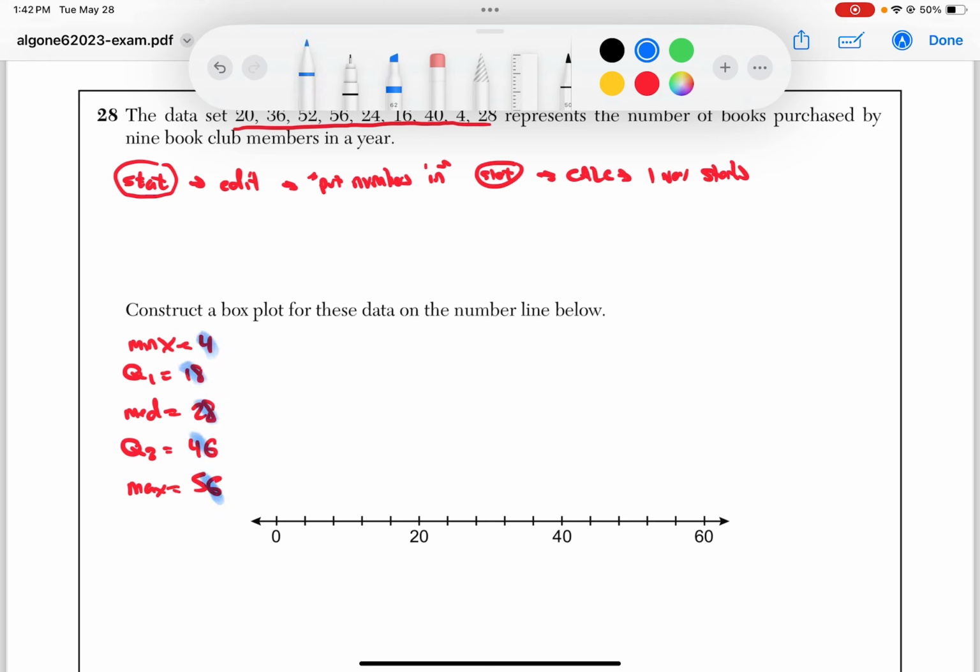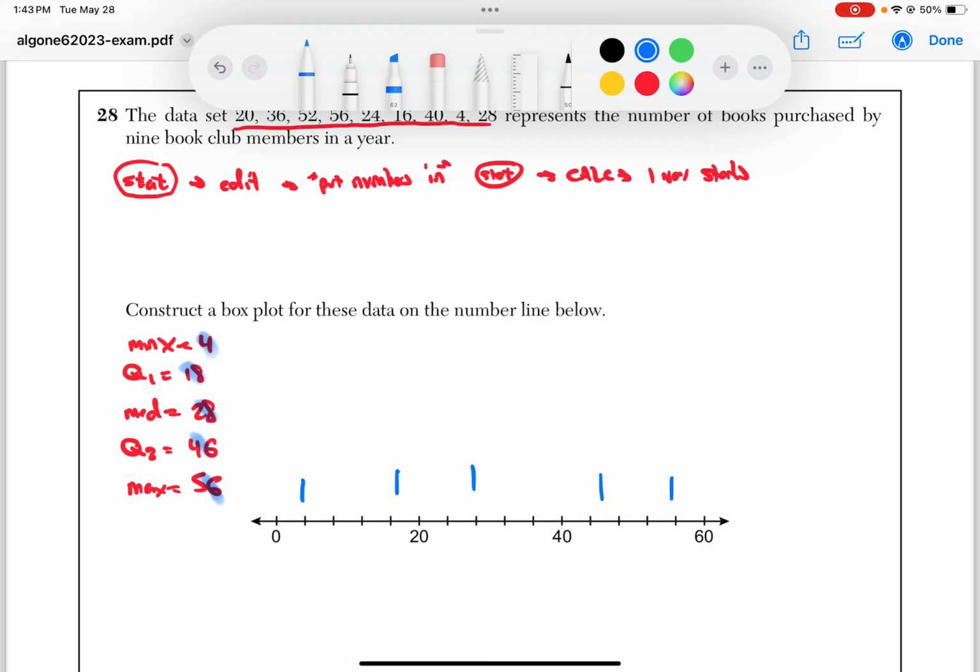So this is going up by 4s because it's 4, 8, 12, 16, 20. So that minimum is 4, so there's that. First quartile is 18, so 4, 8, 12, 16, halfway between 16 and 20. Median is 28: 20, 24, 28. Third quartile is 46, so in between 44 and 48. And the maximum is 56, so 44, 48, 52, 56.